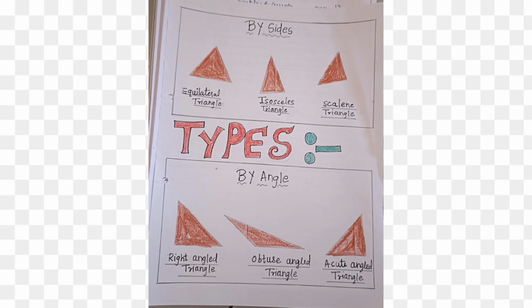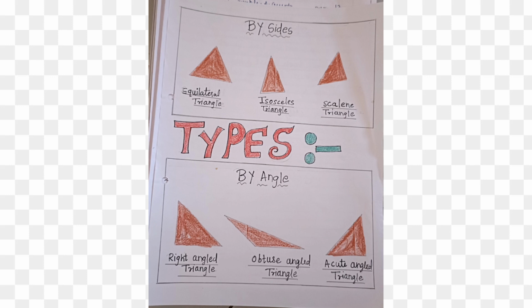Yes, so far very good. Now I will explain the classification in more detail. They are classified by two things. One is by side and one is by angle. Understood? Just now you answered me that they are classified on the basis of two things, that is by side and by angle. So we also have the types of triangle by sides and by angle.